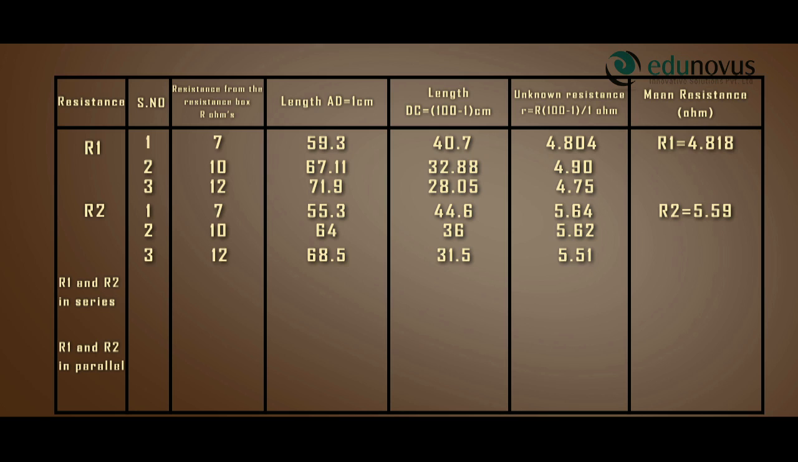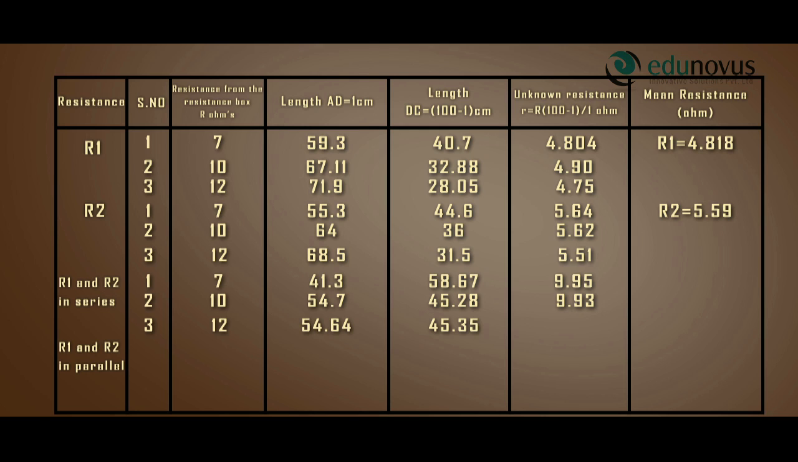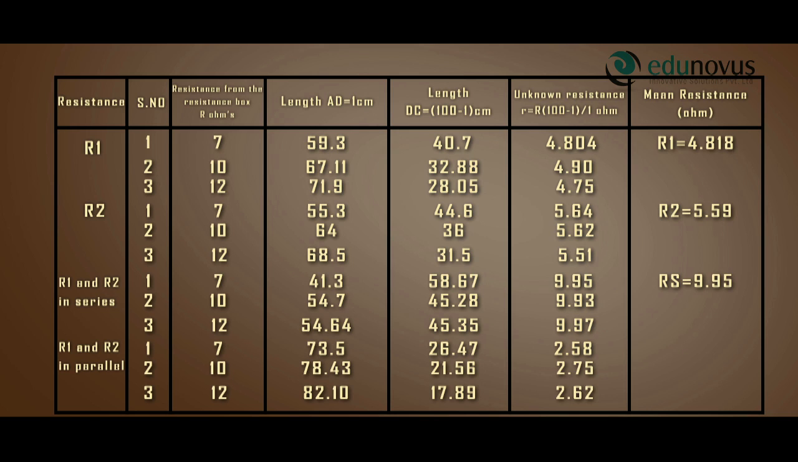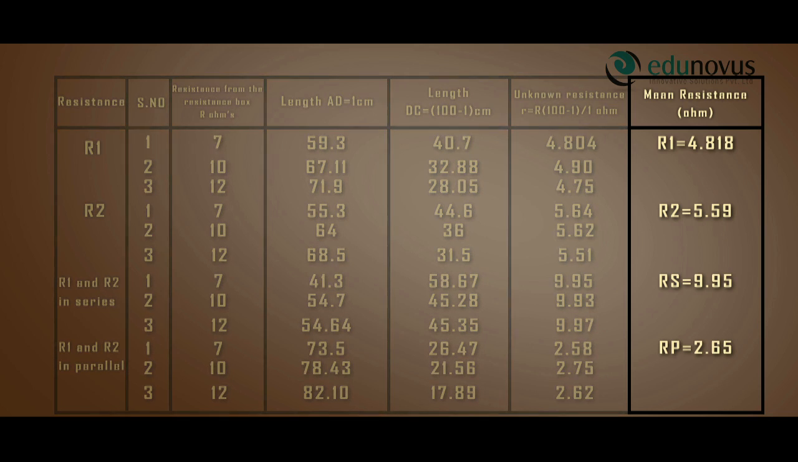In the same way, the observations when both the wires R1 and R2 are connected in series are as follows. Mean resistance Rs is equal to 9.95 ohms. When R1 and R2 are connected in parallel, the observations are as follows. Mean resistance Rp is equal to 2.65 ohms.